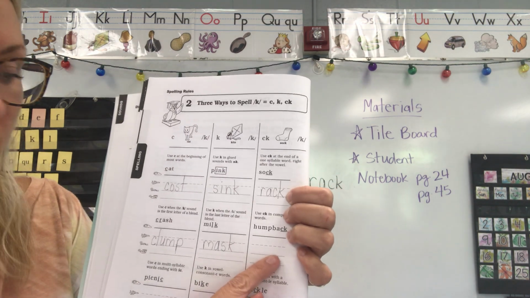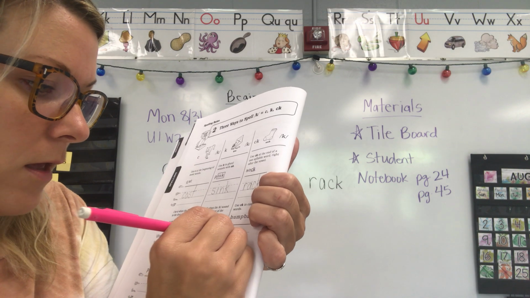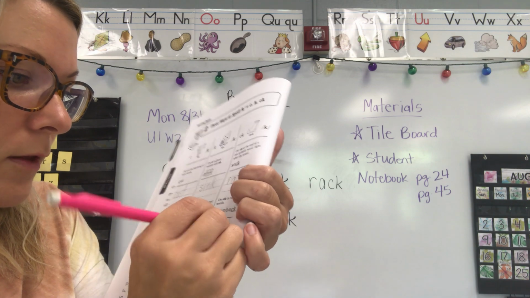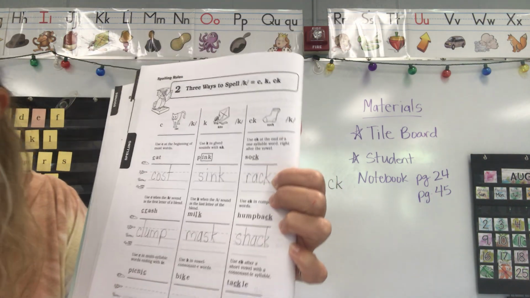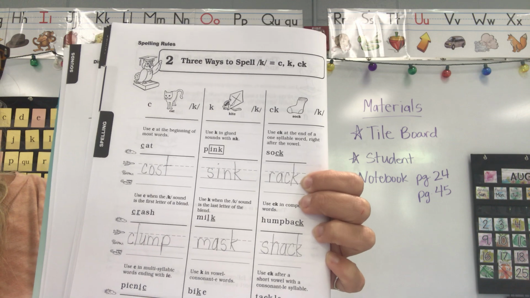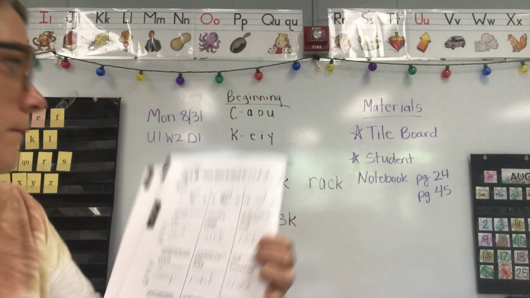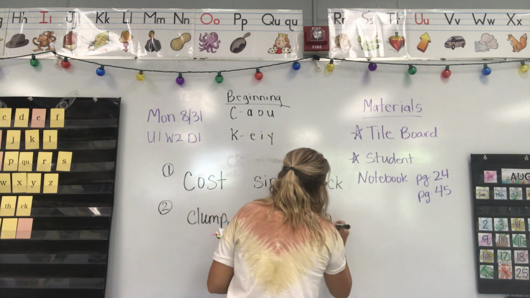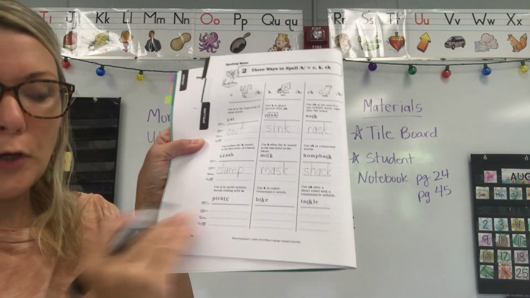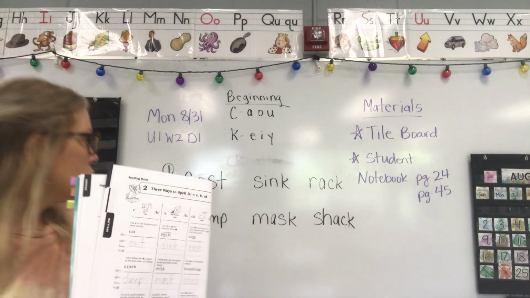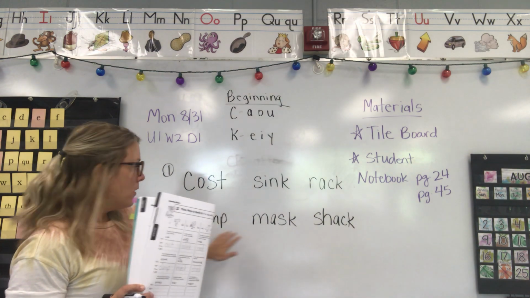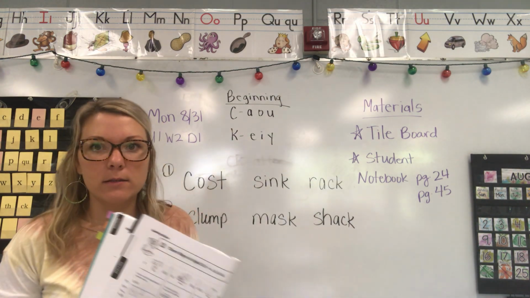Okay, so let's write the word shack on this last middle line in our very best handwriting using those writing lines. So shack. Okay, because the k is directly after that short vowel. There's nothing blocking the vowel from the k sound. Okay, and we are not going to do this bottom line yet. We will get to that later, but not today. Okay, so top line, you should have cost, sink in the middle, and then rack. Middle line, you should have clump, mask, and then shack at the end.